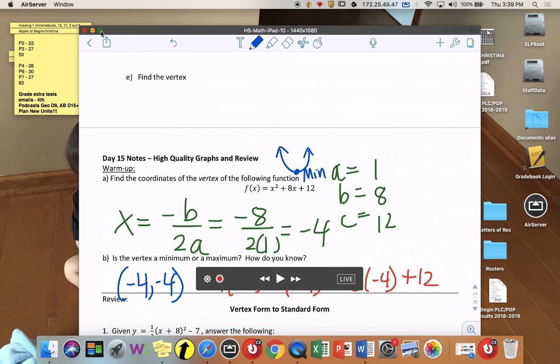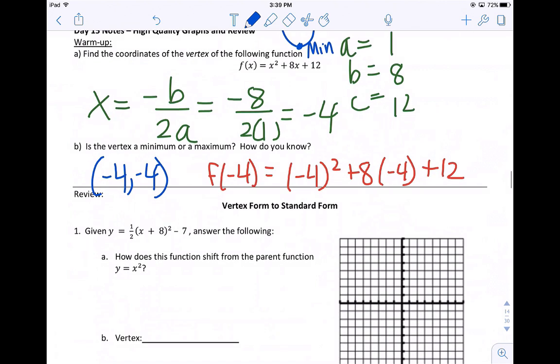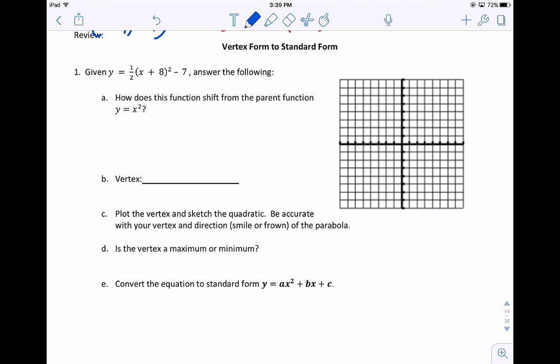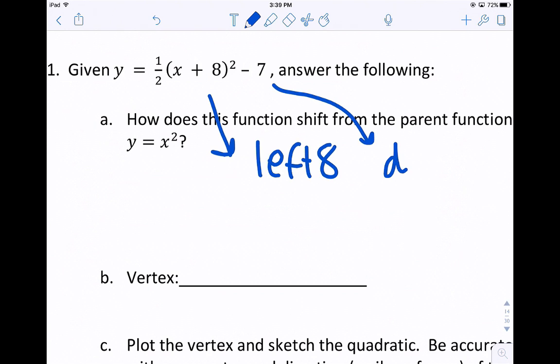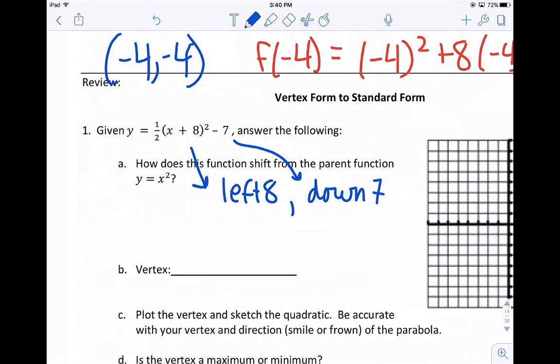Okay, so today we're going to look at some review and then look at drawing a high quality graph. So first, we're going to review vertex form to standard form. So given this right here, first of all, how does the function shift? So we look at the plus 8, and we know that that shifts 8 to the left. It's the opposite of what you think, so left 8. And the minus 7 would be down. And so then the vertex would be negative 8, negative 7.